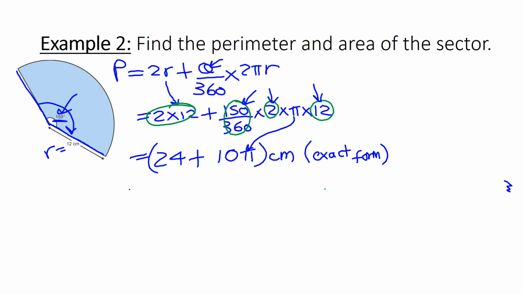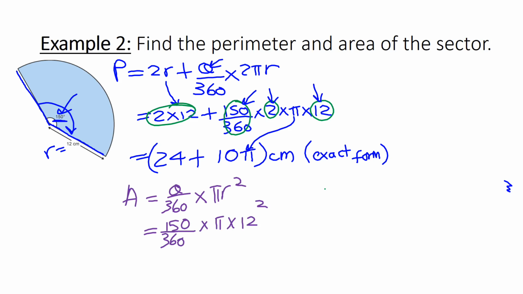If we're finding the area, we have a slightly different rule, okay, I'm going to be doing pi r squared, but I don't want the full circle. I want only a fraction of the circle. So start off with your basic rule. I'm going to put in our angle for theta over 360 times pi times 12 squared.